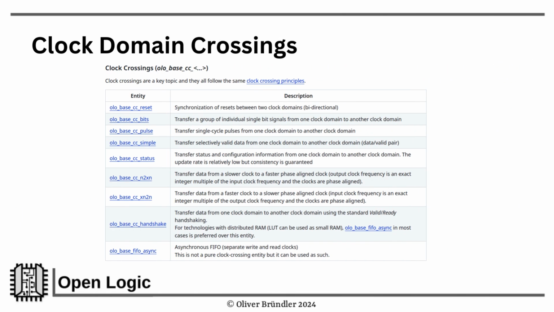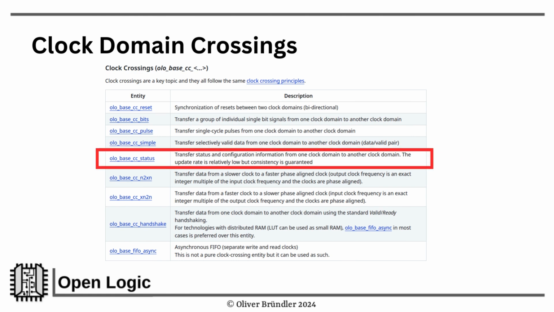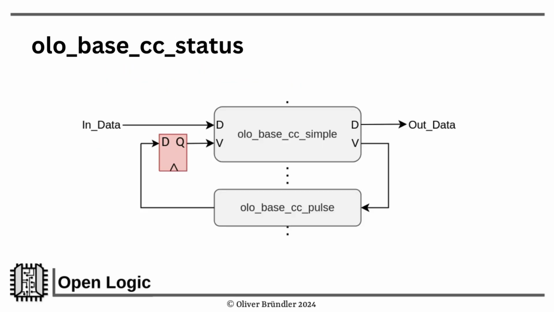The next entity we discuss is the olo_base_cc_status. As the name suggests, this clock crossing allows exchanging status information between two clocks. It does so without knowing anything about the relationship between the clocks, for example which clock is faster and which one is slower, and it also does not require any handshaking signals. The concept of this clock crossing is relatively simple.